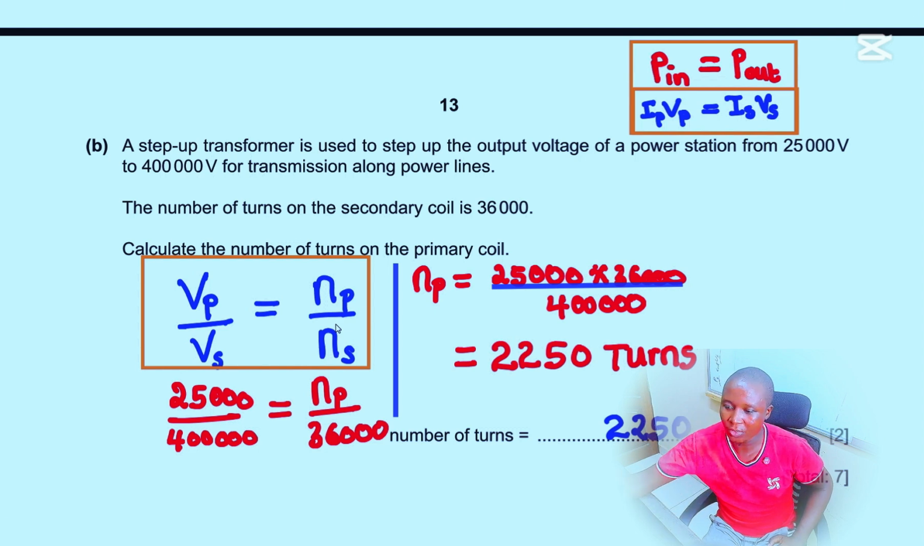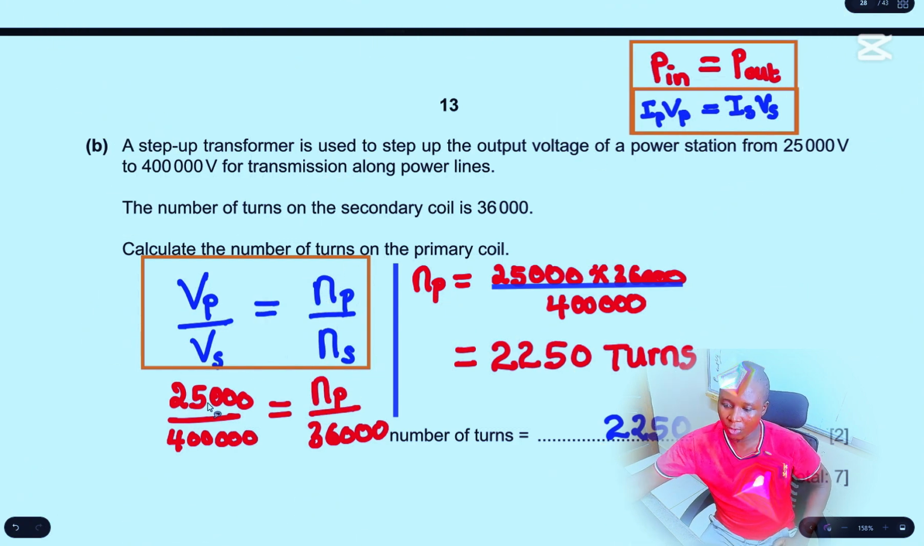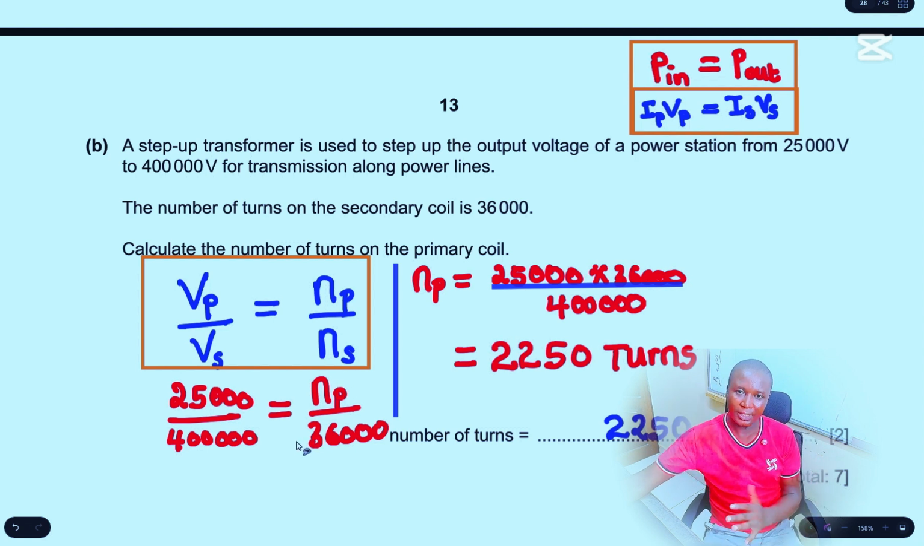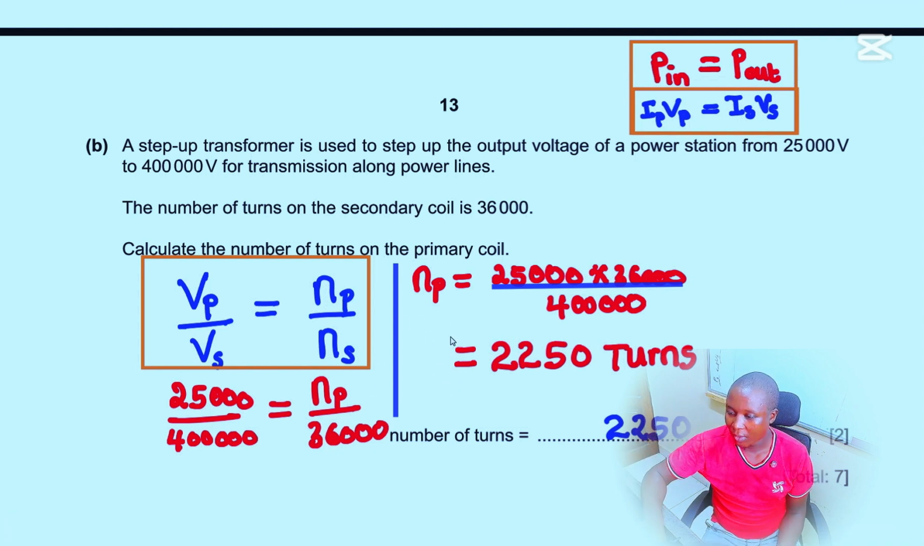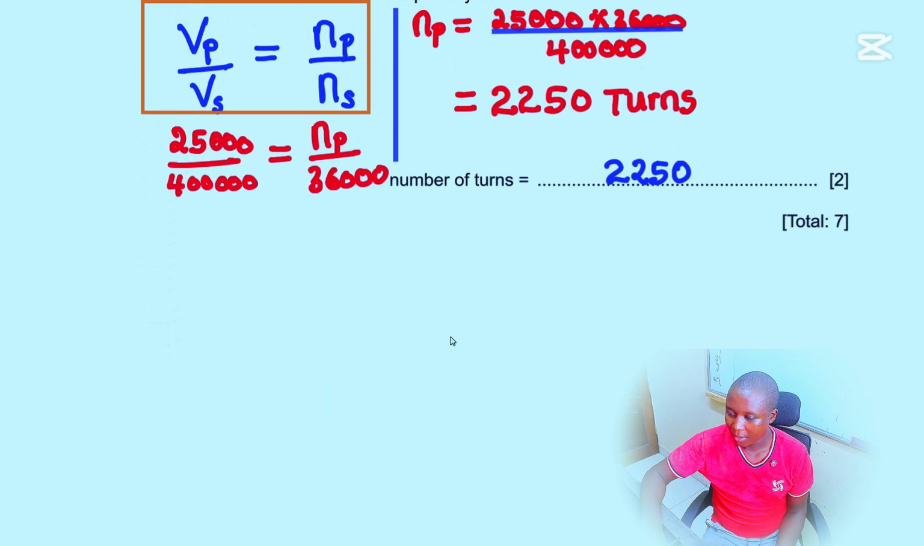Now in this case, you can see we are finding the number of turns in the primary coil. So we are going to substitute: voltage in the primary coil is 25,000, voltage in the secondary coil was given as 400,000, and the number of turns in the secondary coil is 36,000. So if you substitute, you're going to get 2250 as the number of turns in the primary coil.